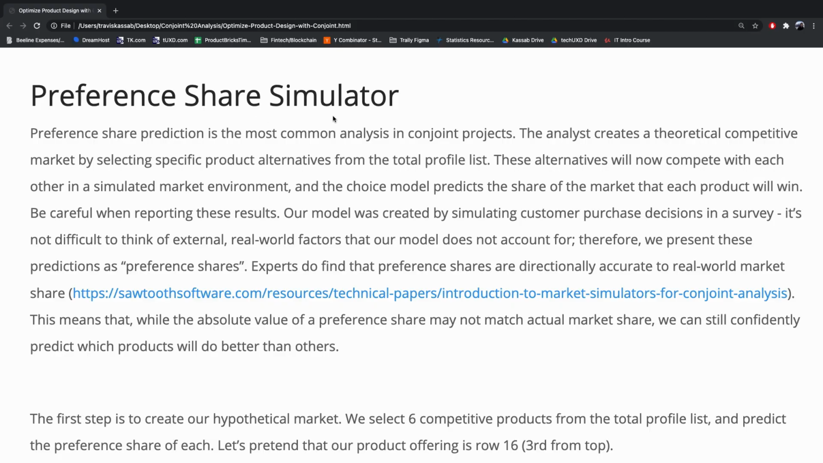Okay, finally, we're at a preference share simulator, also called a market share simulator. This is the main analysis in choice-based conjoint studies. It's very powerful. So create a competitive market, right? We're going to be competing against AWS and Microsoft OneDrive, other cloud platforms. And so now we have a competitive set. Now we want to introduce our product, Google Drive, into this hypothetical market that we've created, and we want to know how it does. It's telling us the amount of preference that each product wins in this hypothetical market.